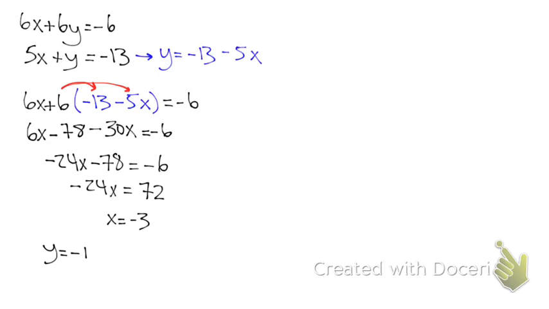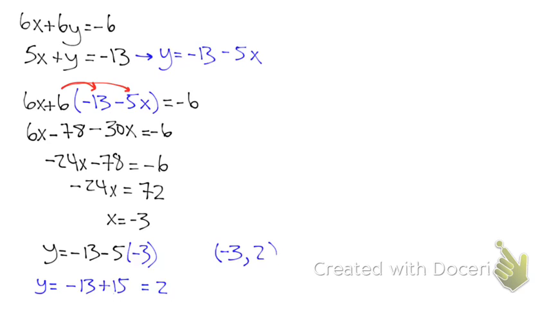So I'm going to take that. Alright, so I plugged it into this equation here. So you get y equals negative 13 minus 5 times negative 3. Simplifying it, you get negative 13 plus 15, and that's 2. So your answer is negative 3, 2. Alright, so one last one.